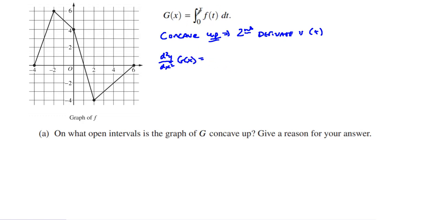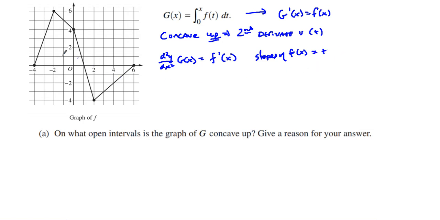So the first derivative of this function is going to be equal to f of x. So the second derivative is going to be equal to f prime of x. Okay, I'll say that again. If the first derivative of g is just f of x, so g prime of x is equal to f of x, according to the fundamental theorem of calculus, then the second derivative is going to be the derivative of your function.